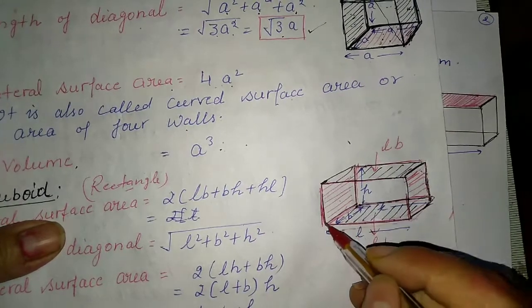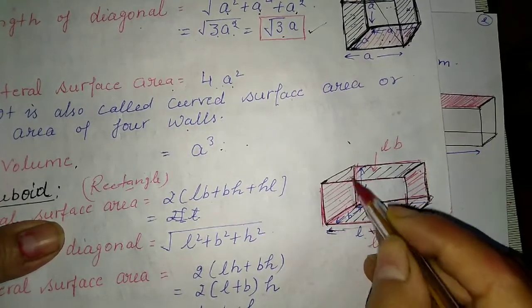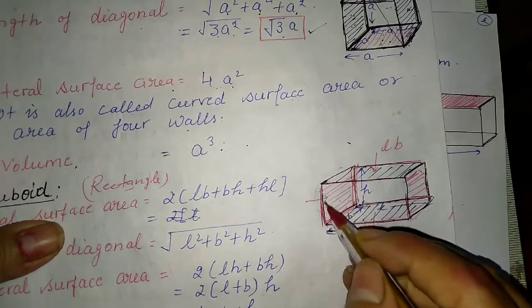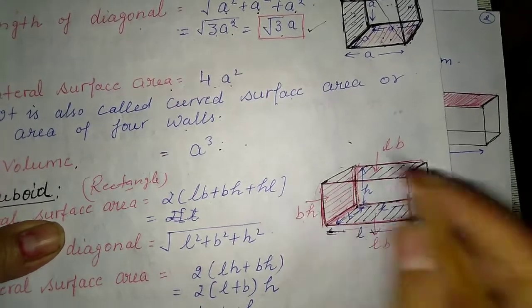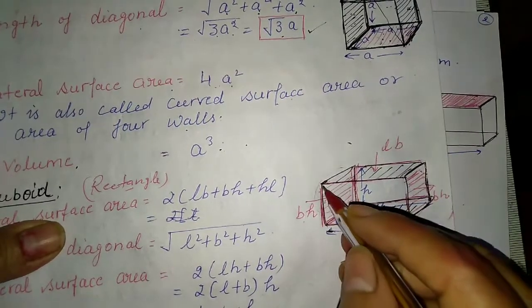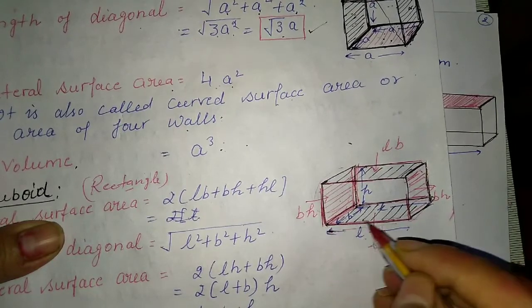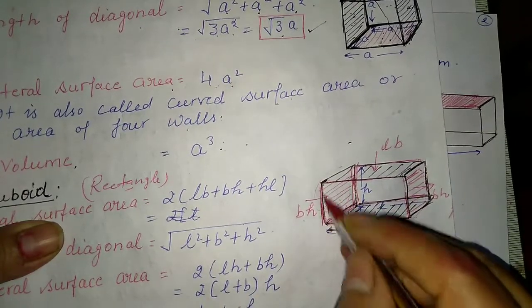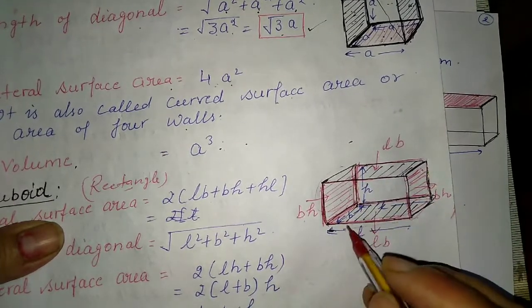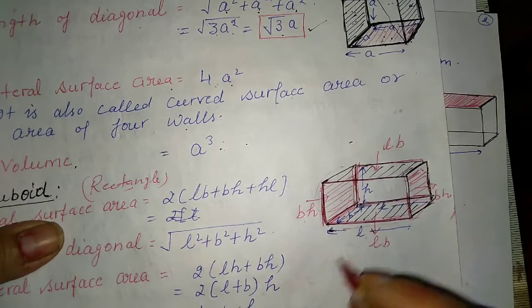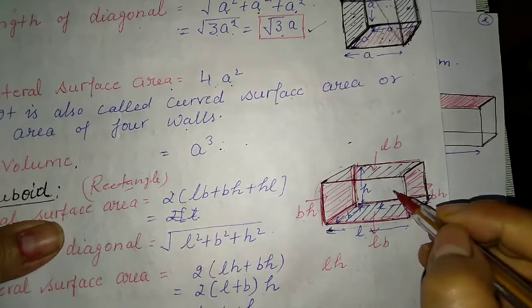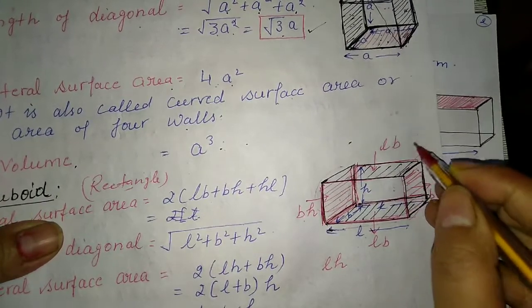If we find the area of this part we can see 2 dimensions, breadth and height. So the area of this part is BH. The area of the opposite parallel part is also BH. Now the front portion includes length and height. So the area of the front part is LH, or we can say HL. The back part is also LH.